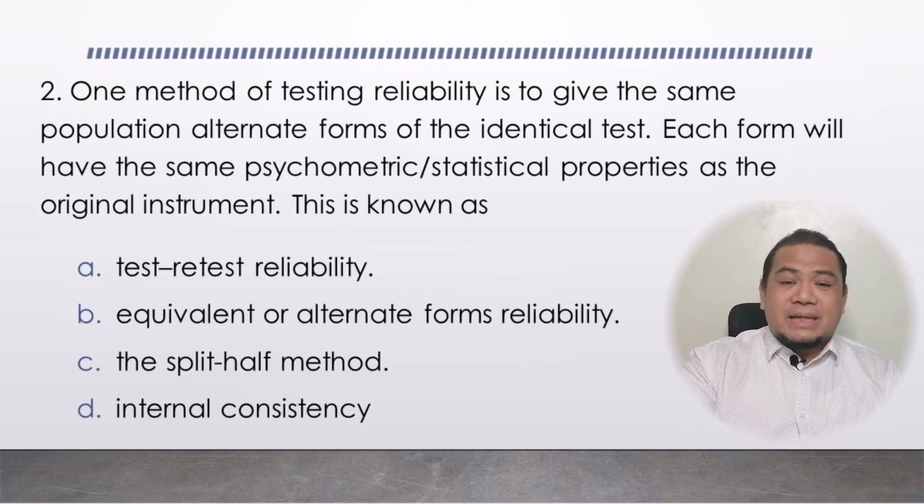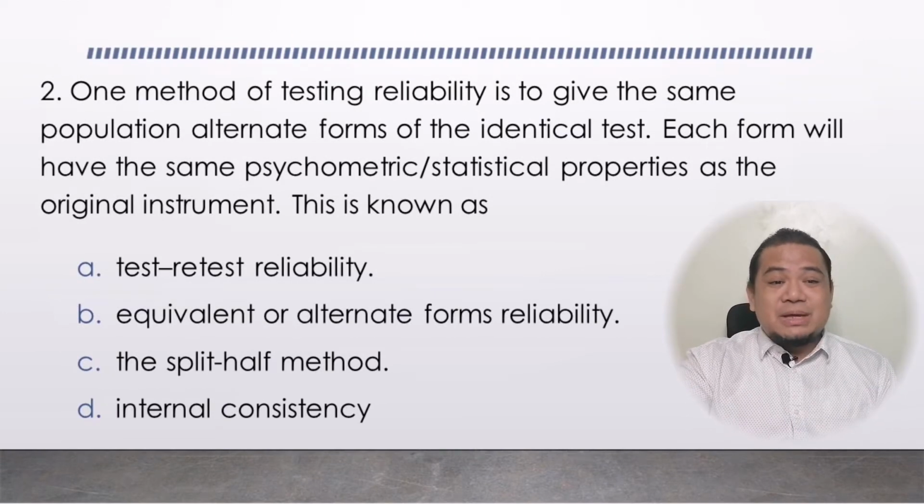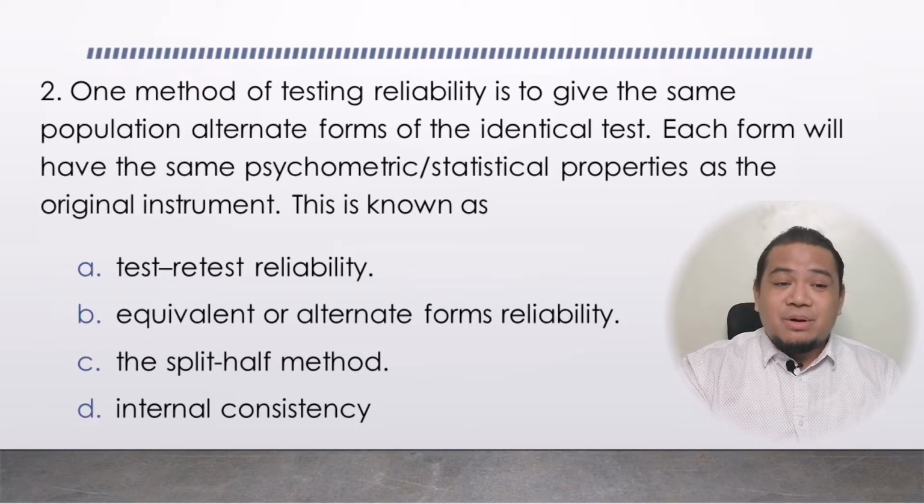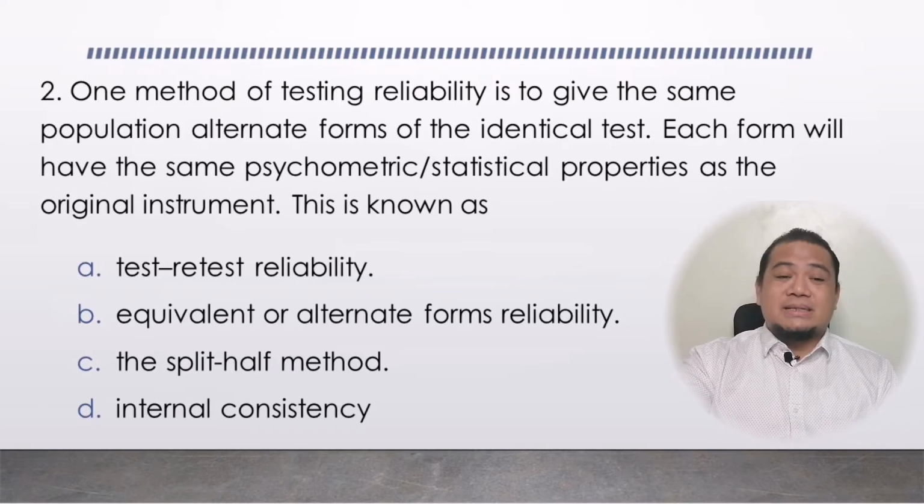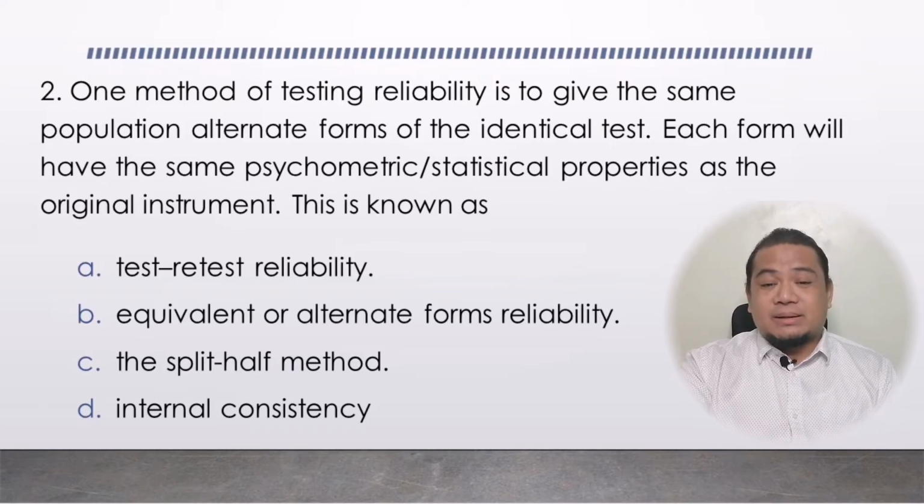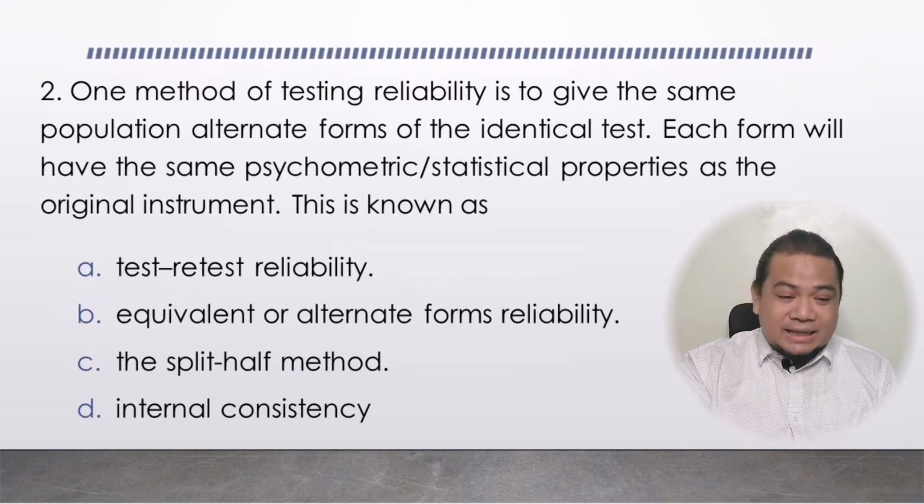Number 2. One method of testing reliability is to give the same population alternate forms of identical tests. Each form will have the same psychometric or statistical properties as the original instrument. This is known as A. Test-retest reliability, B. Equivalent or alternate form reliability, C. The split-half method, or D.